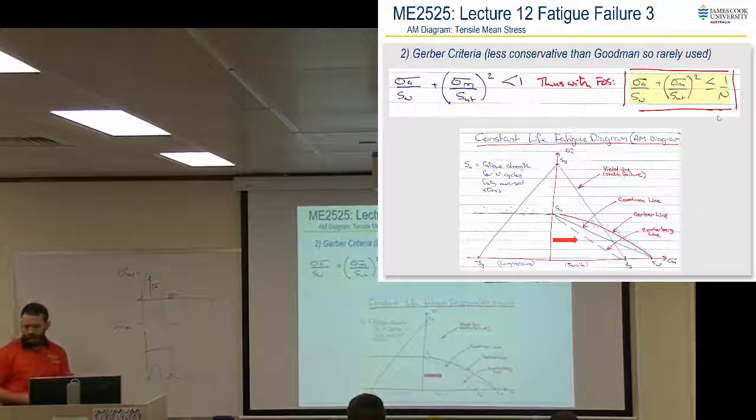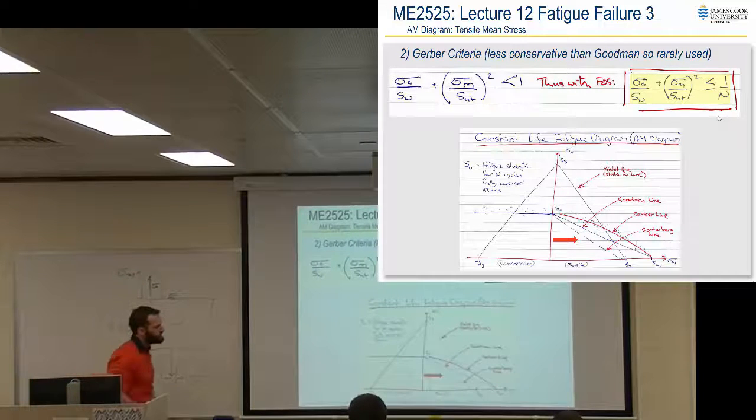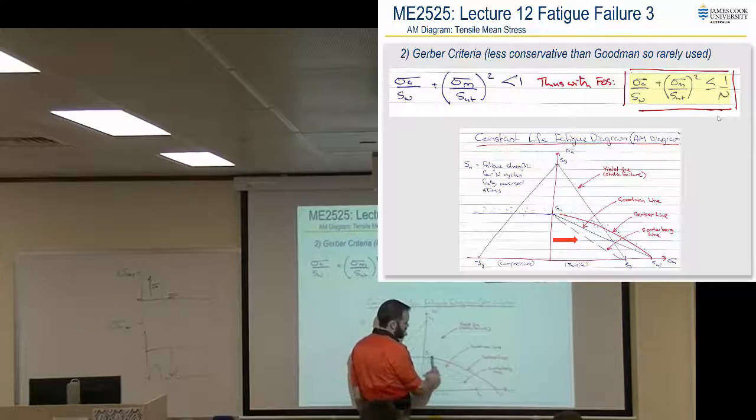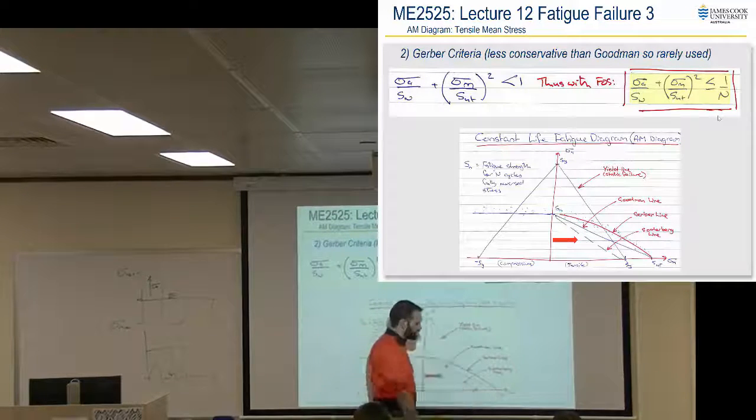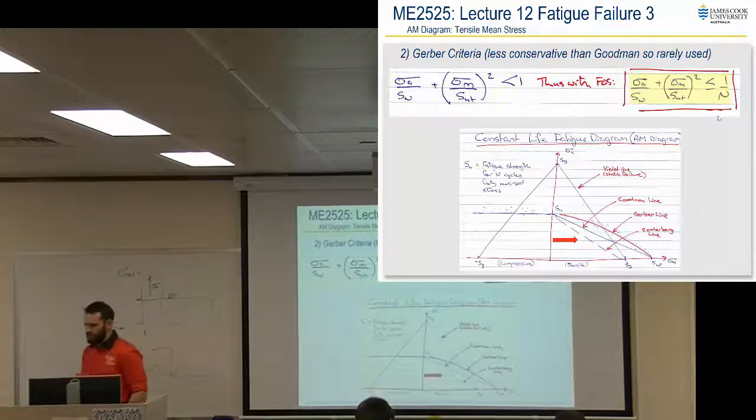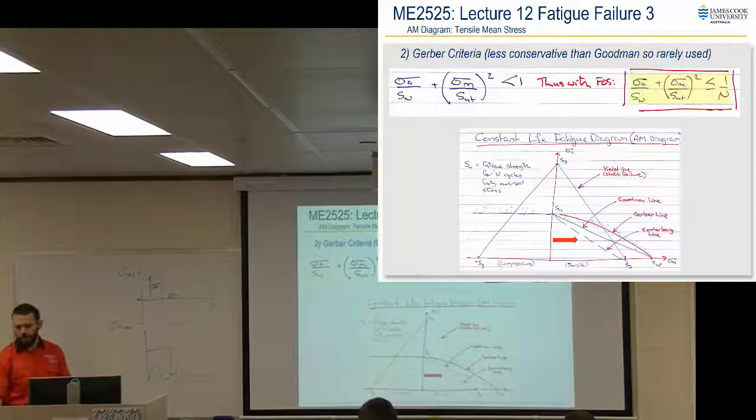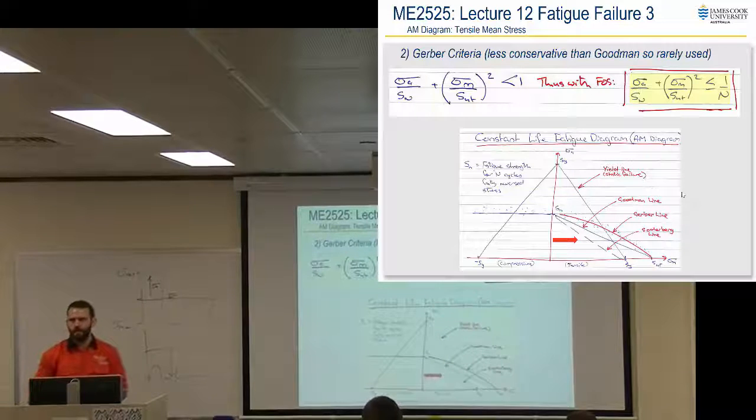Okay. Now, the Gerber line. Gerber was a guy who tried to make it a little bit more accurate based on experimental data. And what he ended up with was this equation here, which has a square on the second term. Which gives us more accuracy in so much as it lines up with the experimental data a bit better. But by throwing that square in there, it actually makes it much more complicated to rearrange and deal with for only a little bit more accuracy. And so in this particular case, we almost always use Goodman instead because Goodman's a little bit more conservative and it's a hell of a lot easier to use. Sure. So that's what the Gerber line is.